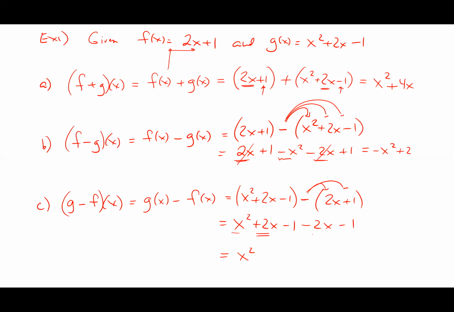Okay, so there's my 2x, negative 2x. These guys have to go away. And I'm left with a negative 1, so negative 2. Okay, so notice those two are a little bit different from each other. Is that right? In fact, they technically are opposites. That's what they are. But we didn't get the same answer.